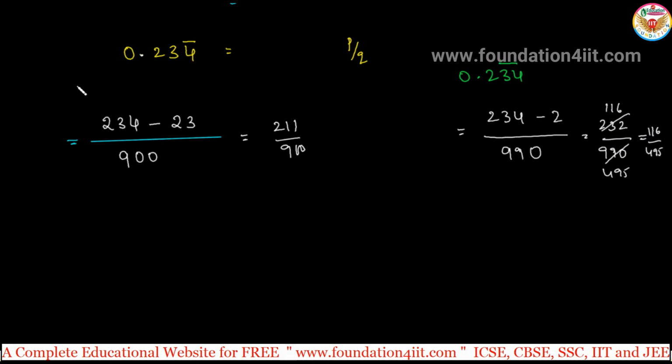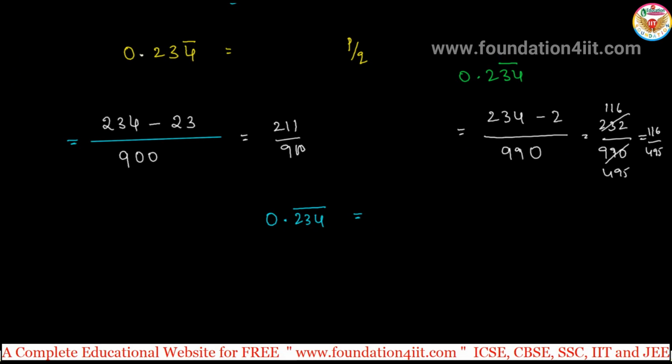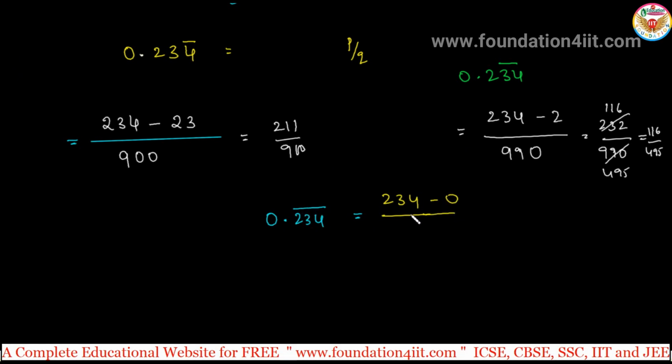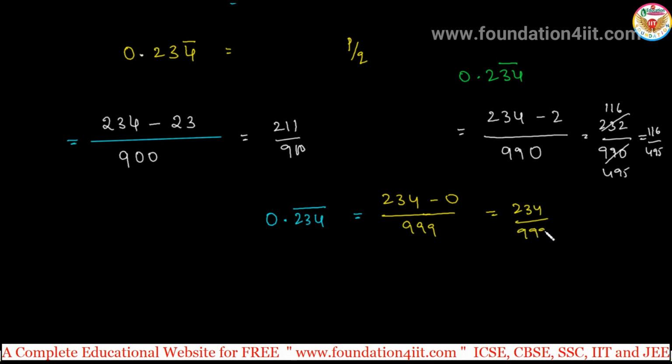Right. Even the same example, for example 0.234, all the digits are repeating, so this is the pure recurring decimal. It means entire number you can write minus 0, there is nothing, means just 0. And 3 are repeating, 3 nines, there is no 0 again, everything is repeating. That means 234 by 999. If you do division, you get the same.